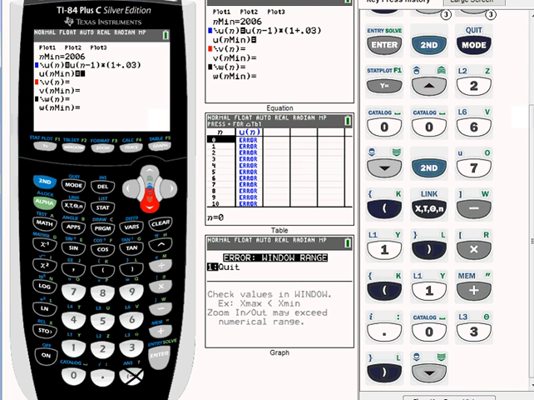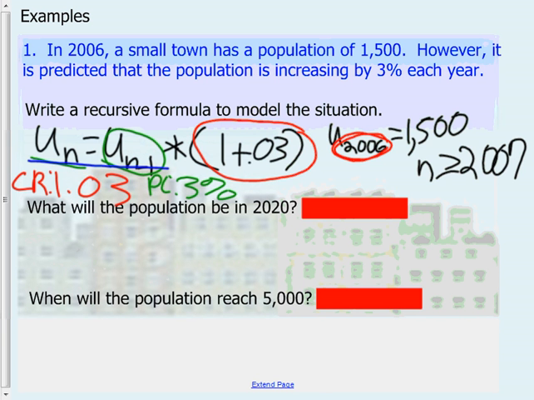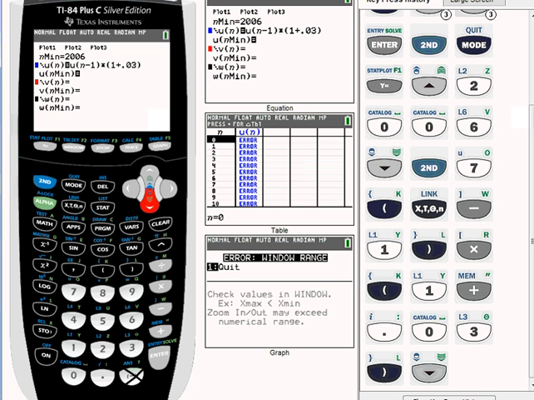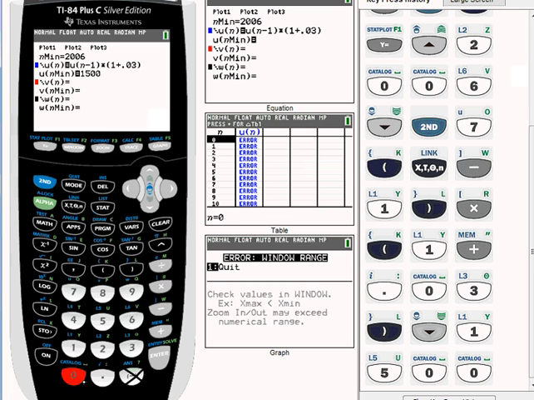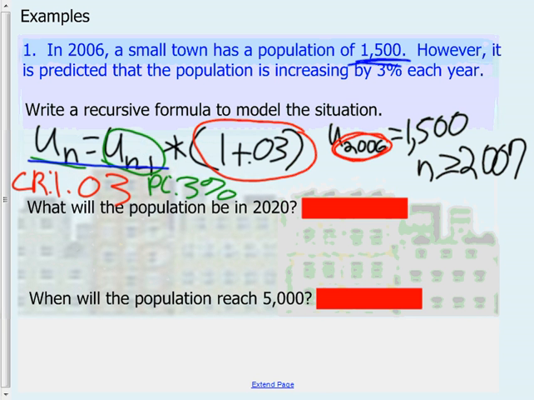I am going to take the hand here. Yes. The U of 2006. Yep, exactly. So our U of 2006 here, our starting population, 1,500. So that's all that we're doing. Let's put in 1,500. And then we can go ahead and figure this out.